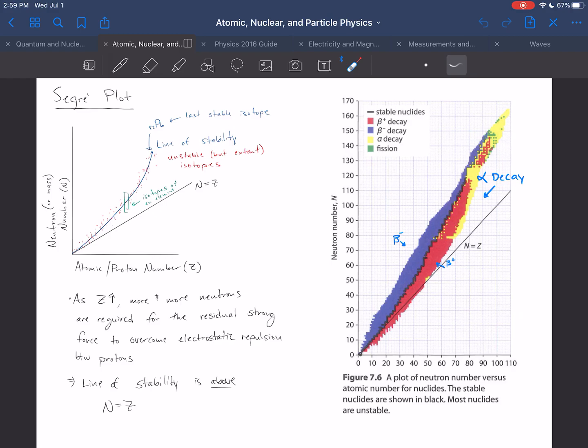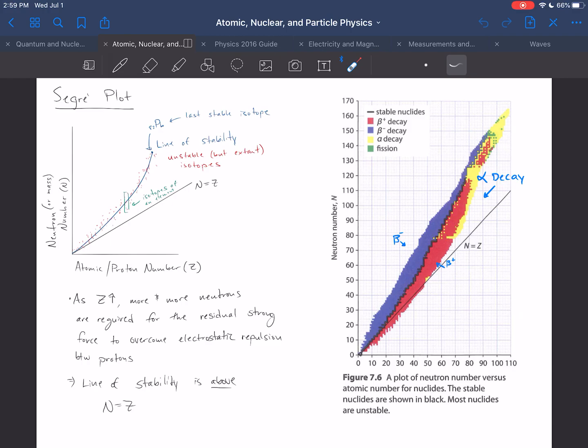But as you increase in atomic number, you will see that that line of stability bends upwards. So it bends upwards like this above the n equals z line. This means that as you increase in atomic number, you need more and more neutrons compared to the number of protons in order to remain stable. Okay, so you need an increased number of neutrons compared to the number of protons to remain stable.